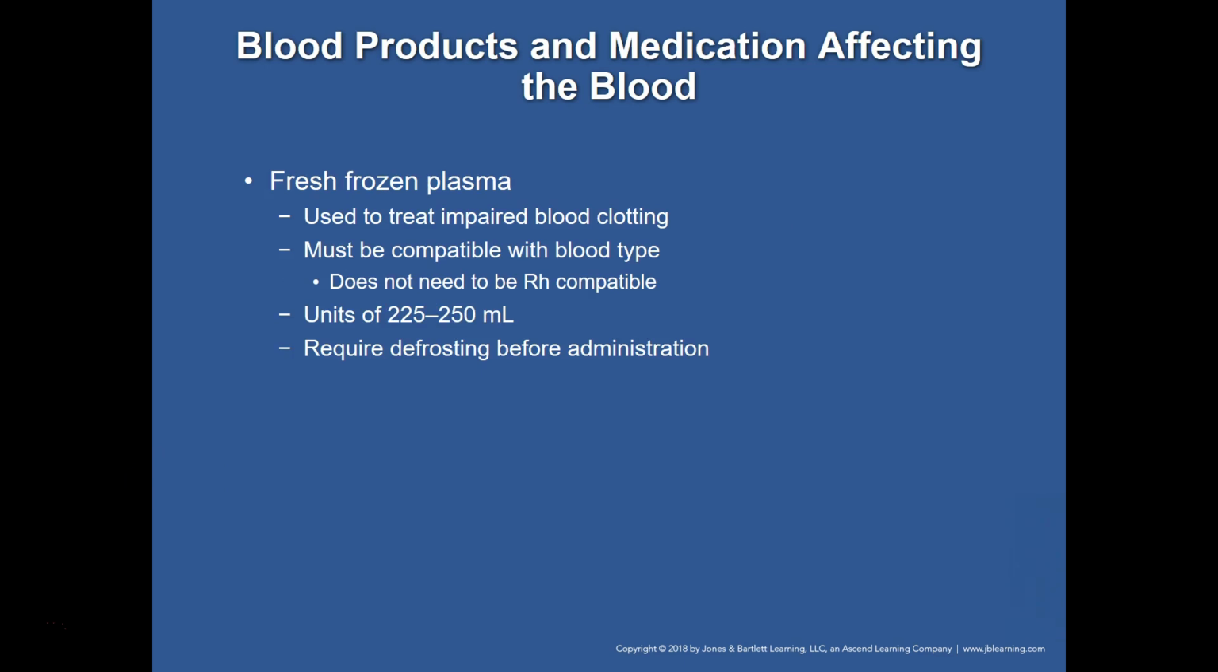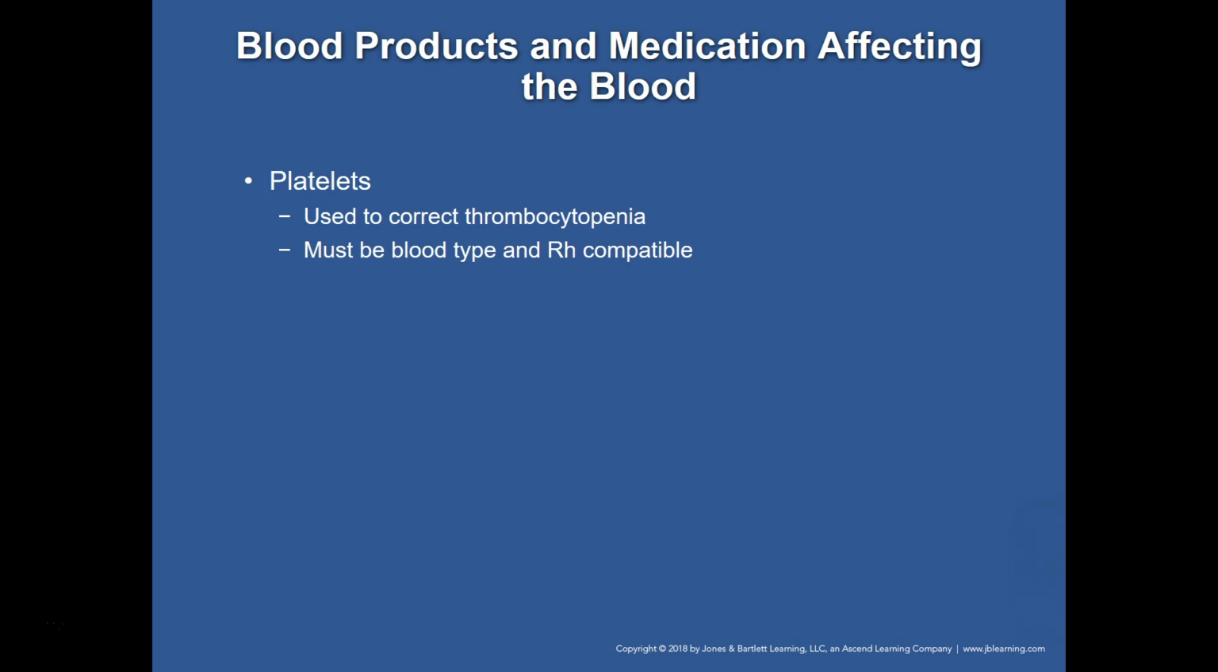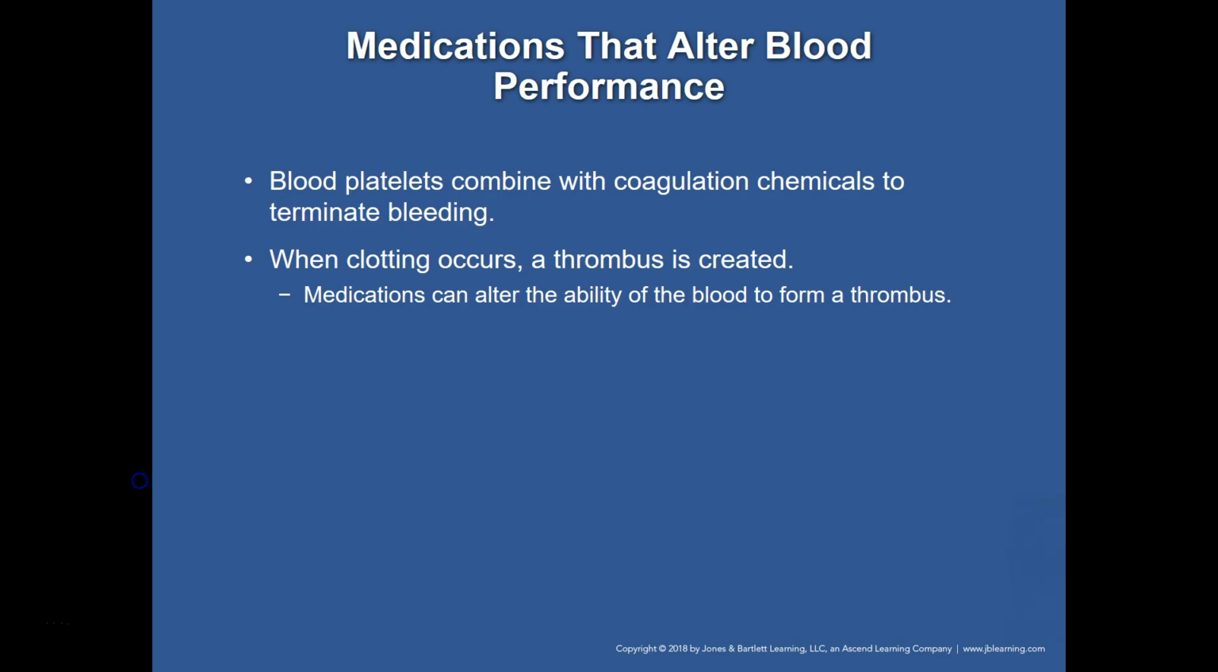Frozen plasma can also be used to treat some blood clotting issues, but it also needs to be typed and crossed, but they don't have to worry about the RH. 225 to 250 mils per unit. They require defrosting before administration. Other blood products that contain a concentrated assortment of blood clotting factors without the additional volume present in the fresh frozen plasma sometimes are used as well. Sometimes they just give them straight up platelets, but you got to watch blood type and RH factors when you do that. All right?